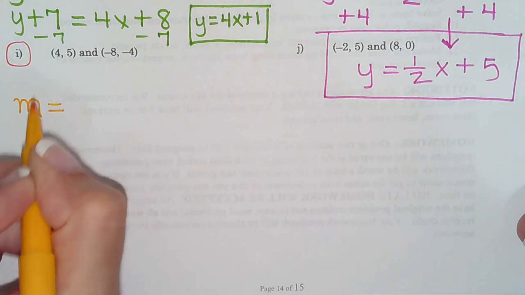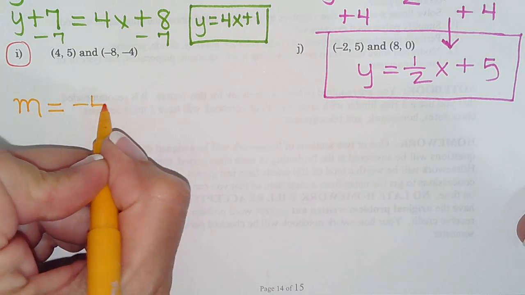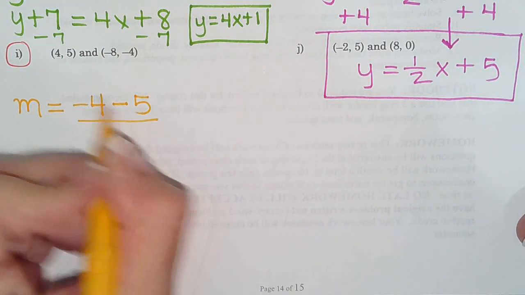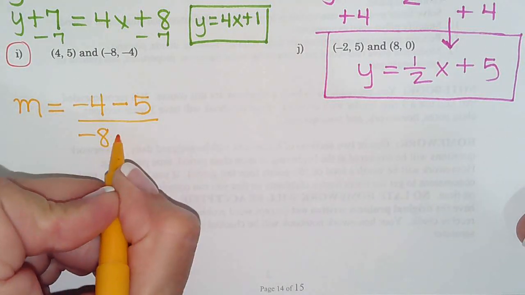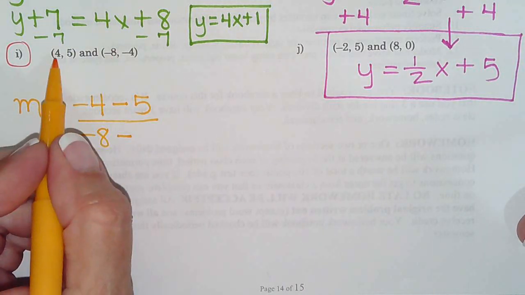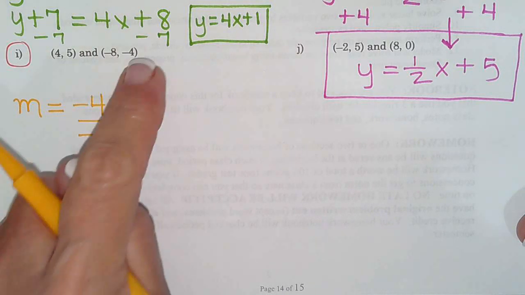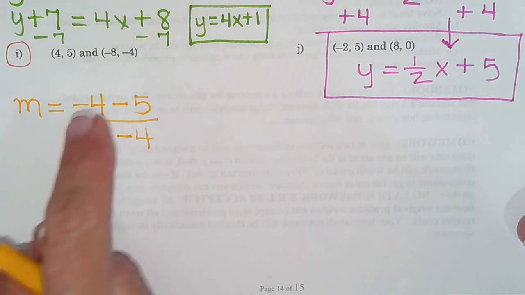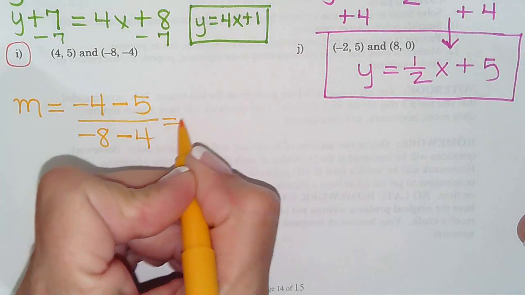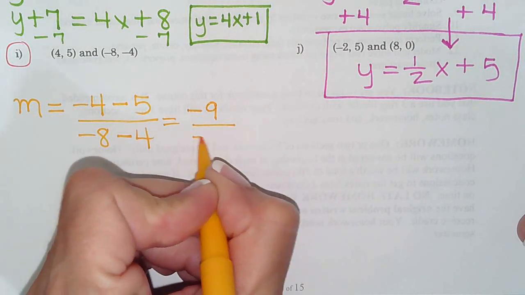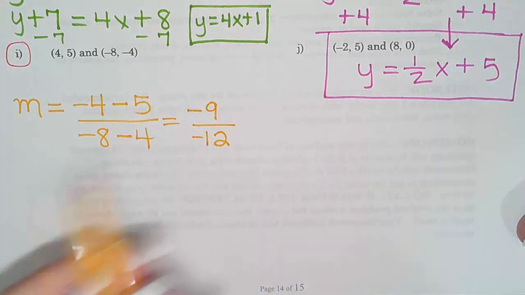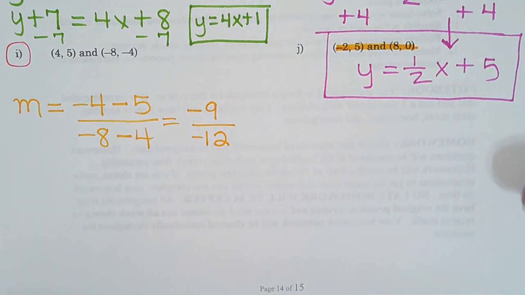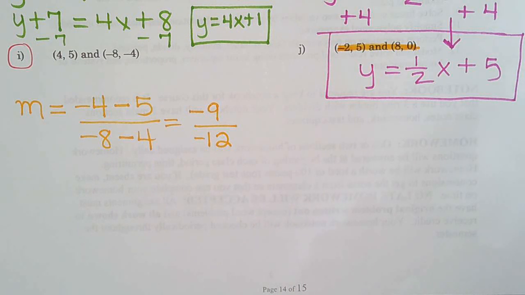So slope is second y minus the first y, 5, over the second x, negative 8, minus the first x, 4. So negative 4 minus 5, and then negative 8 minus 4. And this gives us negative 9 over negative 12. Cross that out there. And look at that, we have another fraction.